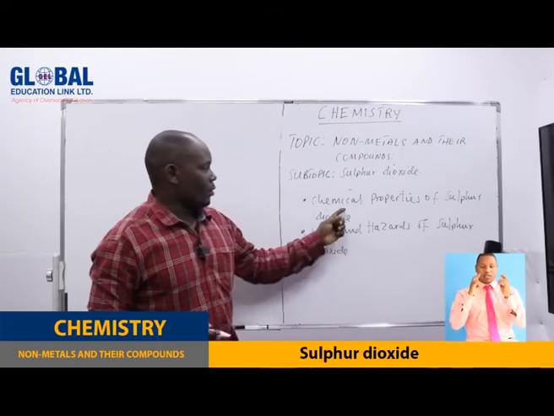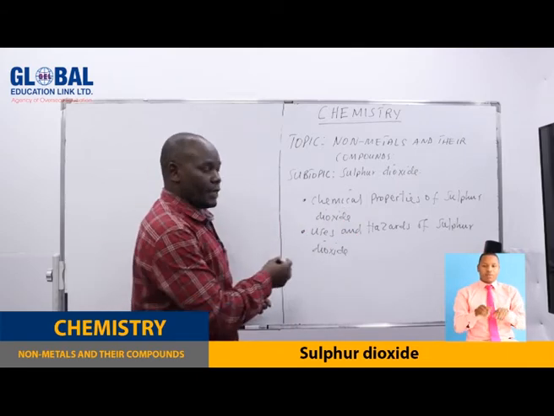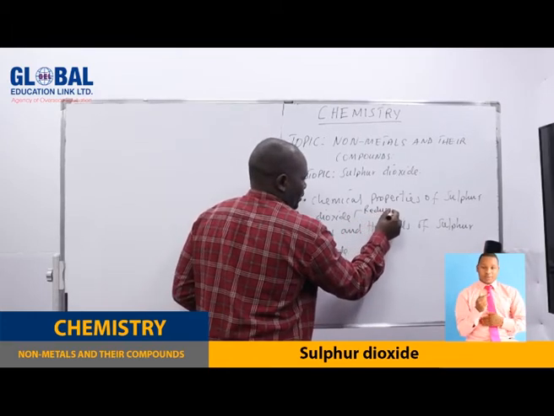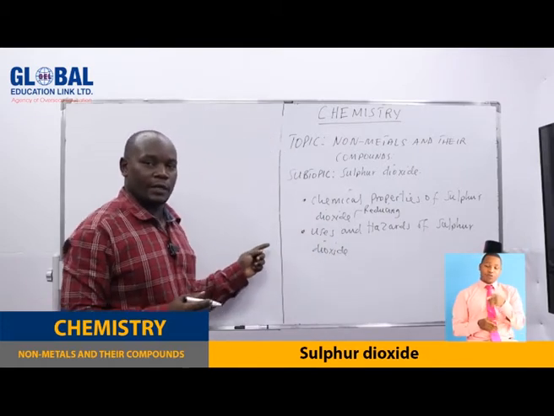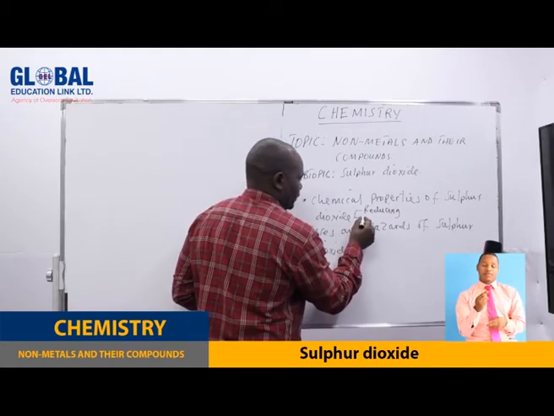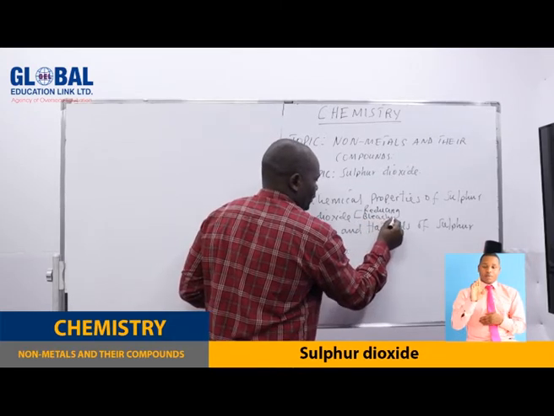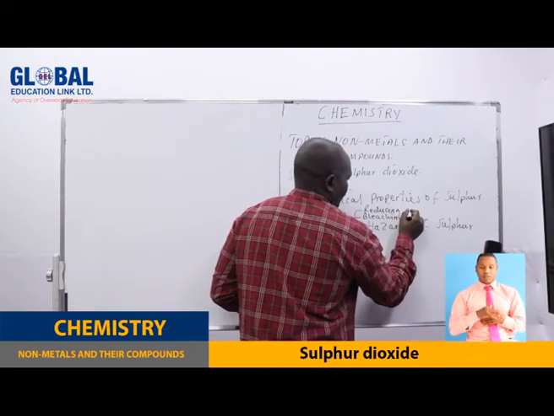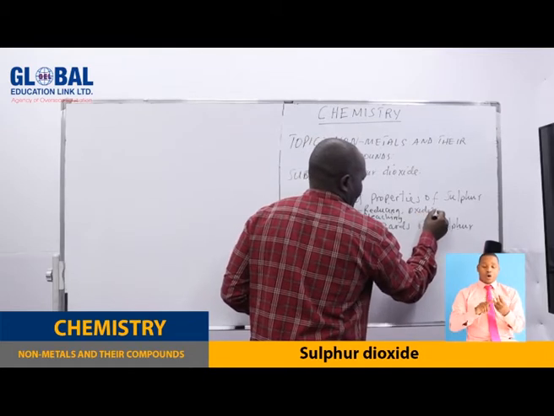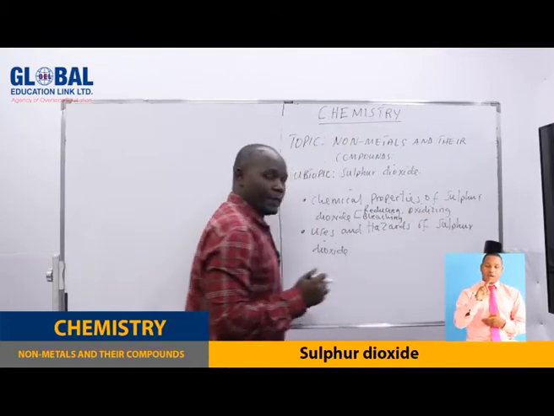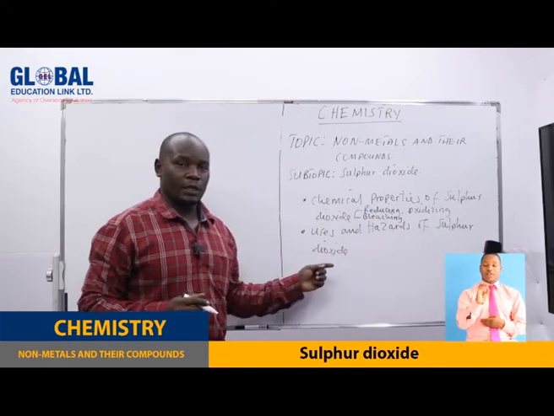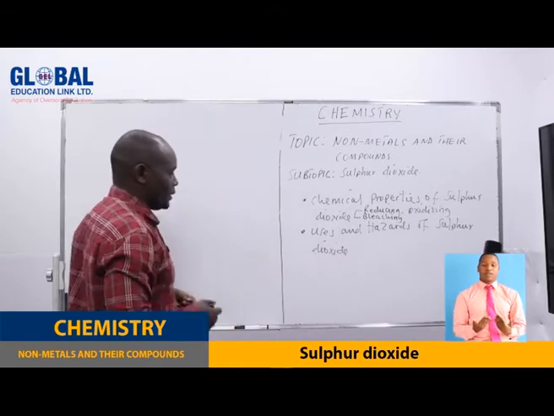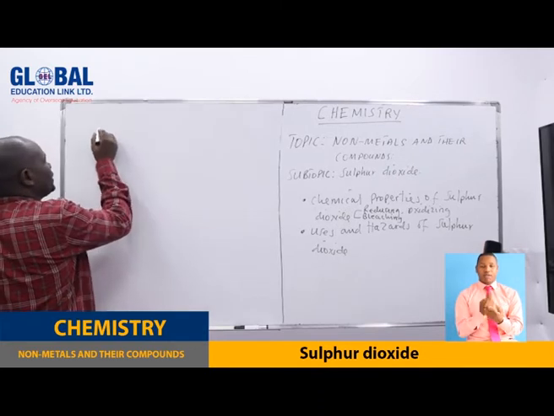And specifically on the chemical properties of sulfur dioxide, here we'll discuss the reducing properties of sulfur dioxide. We'll also discuss the bleaching property of sulfur dioxide. We'll also discuss the oxidizing property of sulfur dioxide. So these are the issues that we are going to concentrate on in this subtopic. So now let us start our discussion by talking about what is sulfur dioxide.